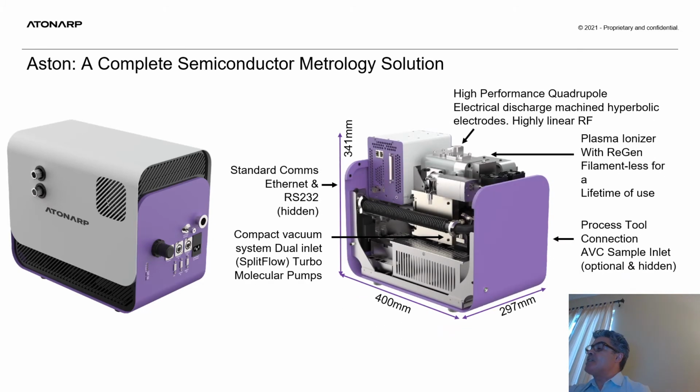The dimensions of ASTON are approximately 400 by 300 by 350. With such compact size, ASTON can be easily installed on the chamber as well as below the chamber on the roughing pump line. When we remove the cover, you can see the vacuum chamber, a dual split flow turbomolecular pump, the mass spec controller, a pressure transducer for monitoring the pressure inside the mass spec chamber, a PLC module at the bottom, a plasma RF power supply, and finally a 24-volt supply for the entire instrument.